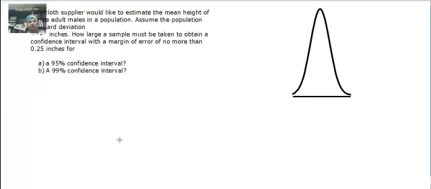Okay. It says a clothes supplier would like to estimate the mean height of adult males in a population, right? And they know the population standard deviation is 2.7 inches. And they are asking how large a sample must be taken to obtain the confidence interval with margin of error of no more than 0.25, right? Okay. All right.